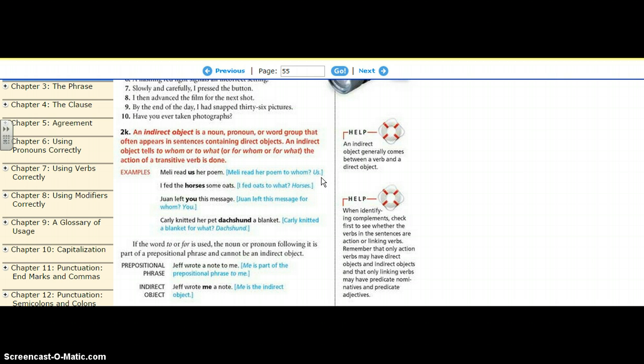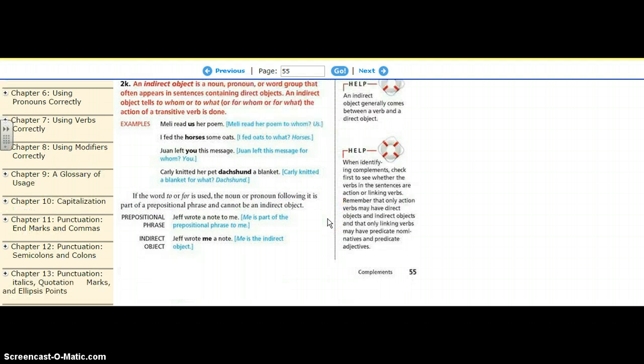I fed oats to what? Horses. Juan left you this message. Sorry, that should be Juan left you this message. Juan left the message for whom? You. Carly knitted her pet dachshund a blanket. Carly knitted a blanket for what?